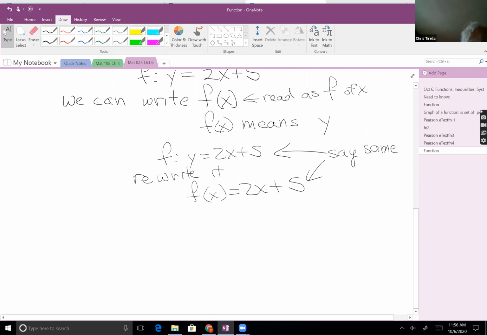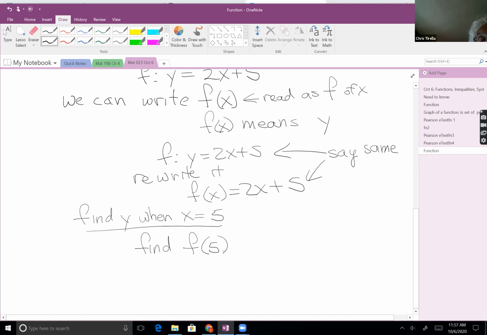And then where we said we want to find y when x equals 5, mathematicians are intrinsically lazy and don't like to write. So over here, to say find y when x equals 5, instead we'll ask you to find f of 5.